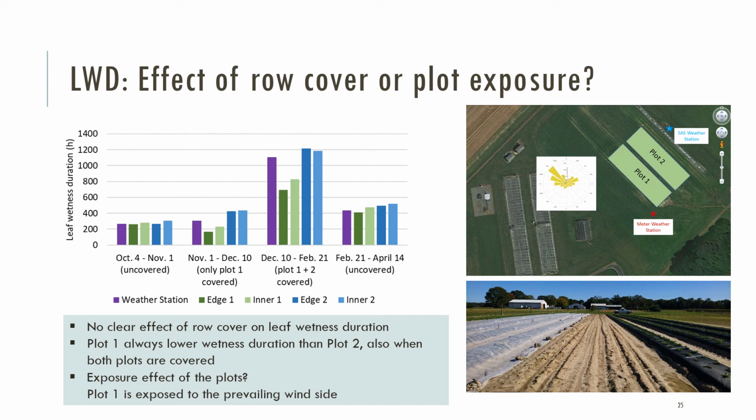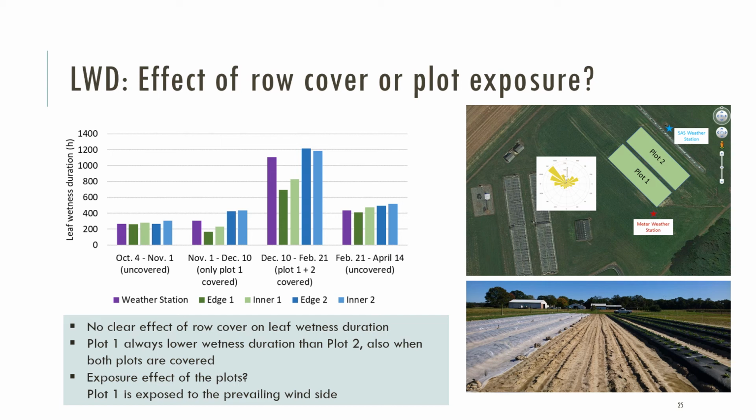Then strangely, in November, when only plot 1 is covered, the leaf wetness duration measured by those sensors is actually lower compared with the weather station and compared with the uncovered plot. The next time frame shows the time from December to February, where both plots were covered. And here we see that it's probably not the cover that influences the leaf wetness duration in plot 1, because if the cover at the site was to lower the leaf wetness duration underneath the cover, we would expect to see the same in plot 2 that is now covered as well. But the pattern is just the same as before.